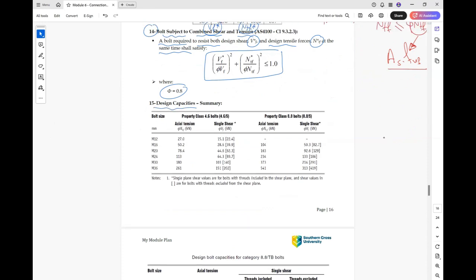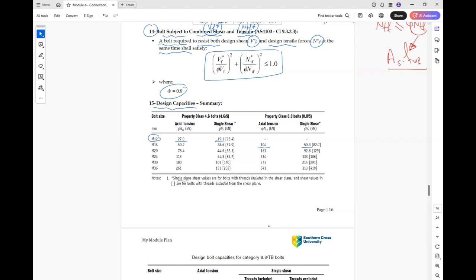These are some design capacity summaries given by some bolt providers or some books. So for example, the maximum capacity of M12 in axial tension is 27 kilonewton. In shear it is 15.1 kilonewton. And for class 8.8, there is no M12. There is M16: 104 and 59.3.